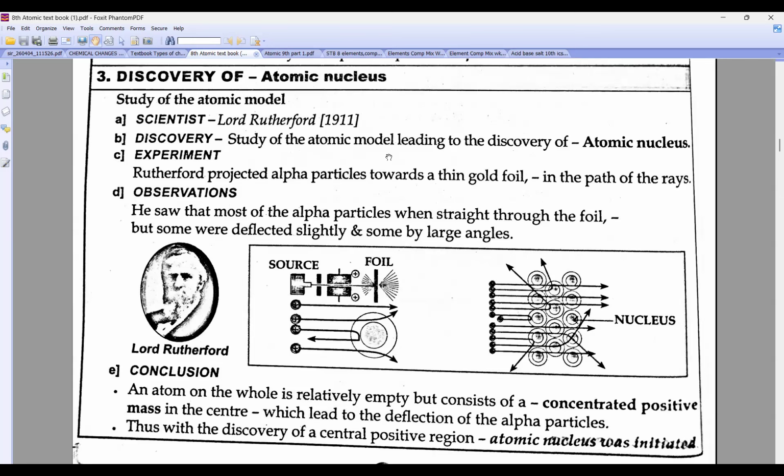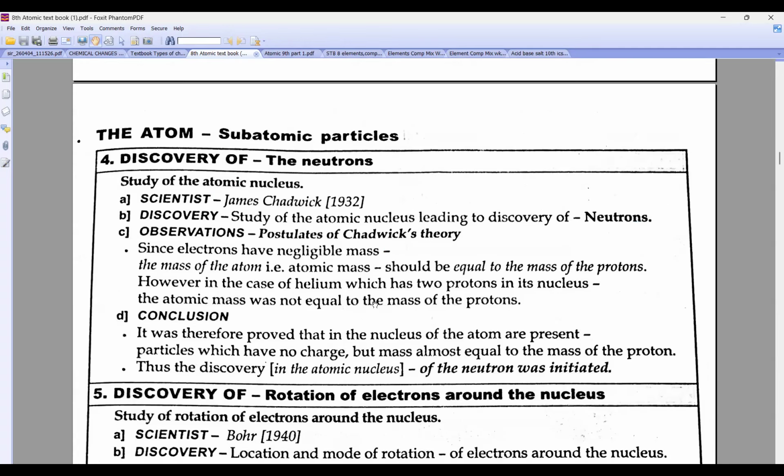Then who discovered the atomic nucleus? Lord Rutherford. Which experiment did he do? The gold foil experiment. And what was his experiment? That also I'll teach you. Don't you worry. But we are going to start with the main part.